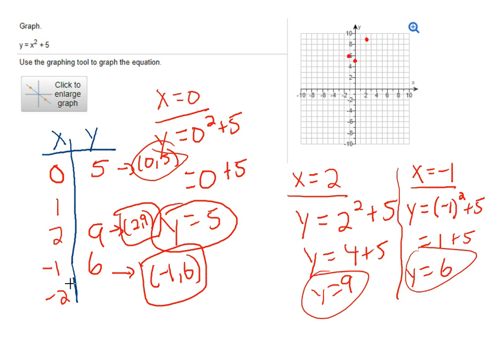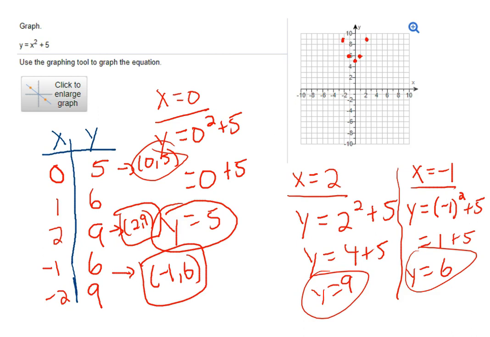And I'll let you do the work on these other two, but what you're going to find is that for +1, you also get y equals 6, and for -2, you also get y equals 9, because there's a symmetry to this graph that you'll notice when you plug in numbers here. So we get these points here. And with those 5 points, you can get a pretty good sense of the shape of the graph. It's a parabola. It's a U shape.